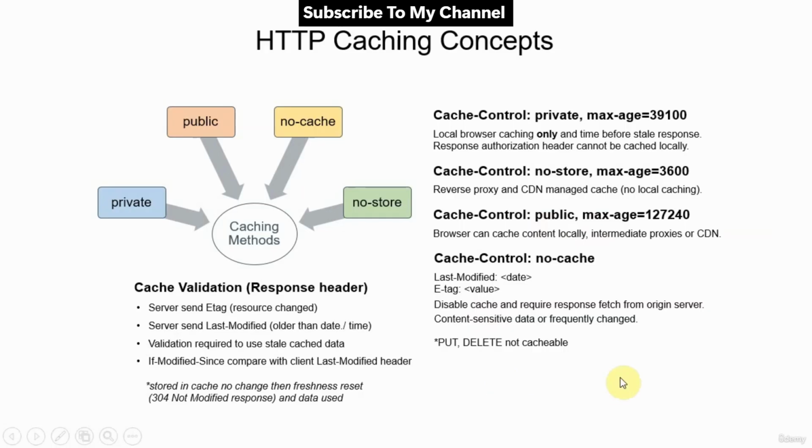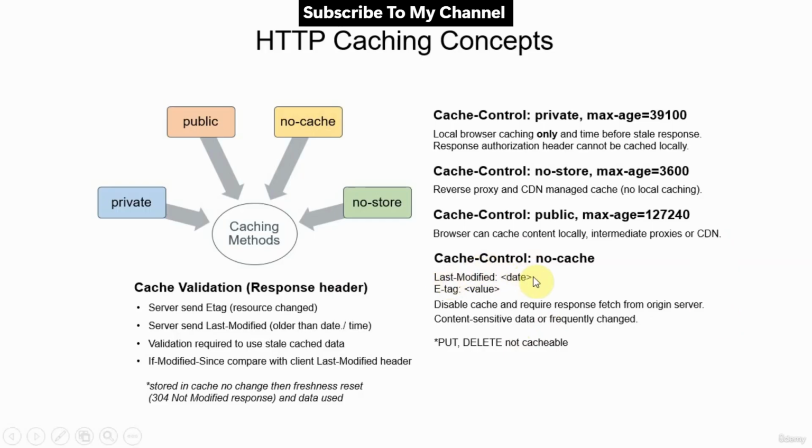Then there's no cache, and that's the last one here. So basically with no cache, the cache is disabled and requires a response fetch from the origin server. And this is often things like very content-sensitive data or data that's frequently changed. What happens is it requires that you send an e-tag with a value that gets compared on the server to determine if there's been any changes. So it's based on an e-tag value. And if the server determines it's been changed, the cache is outdated. It will update and just send the new value.